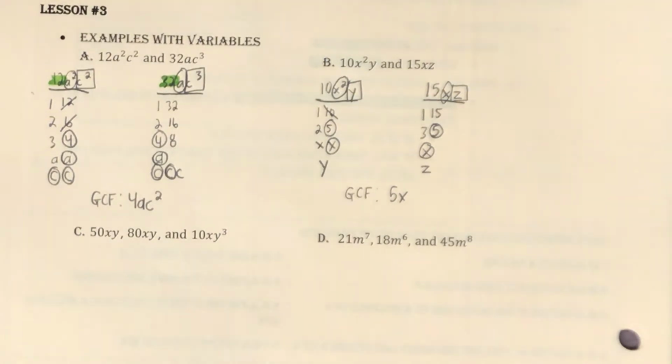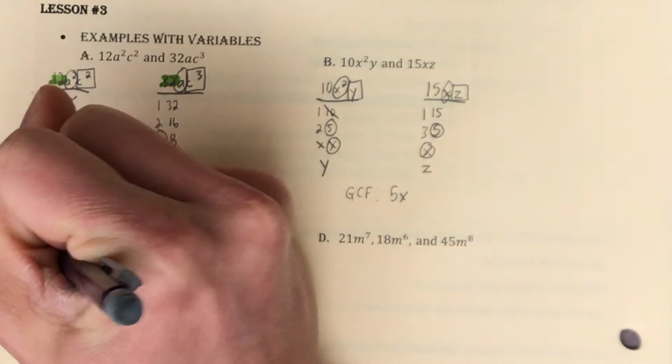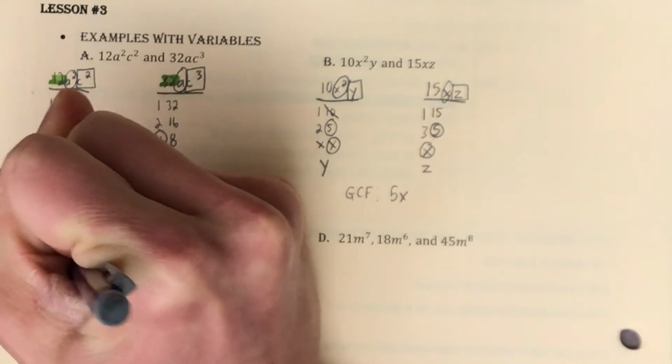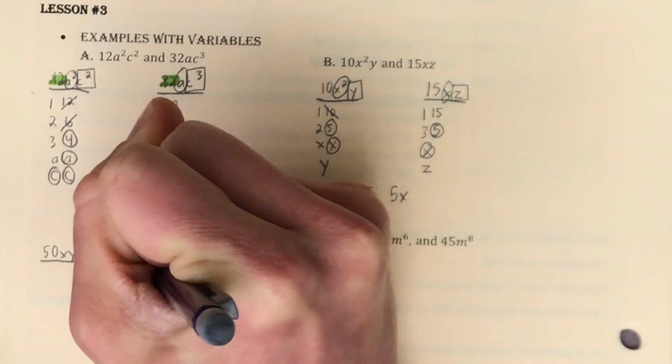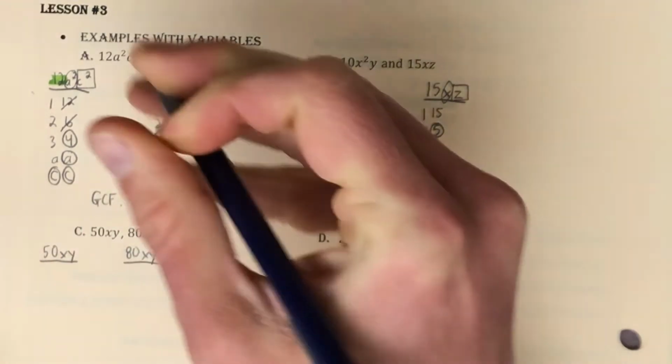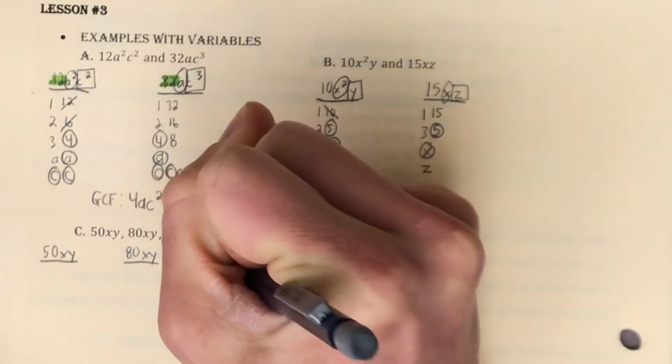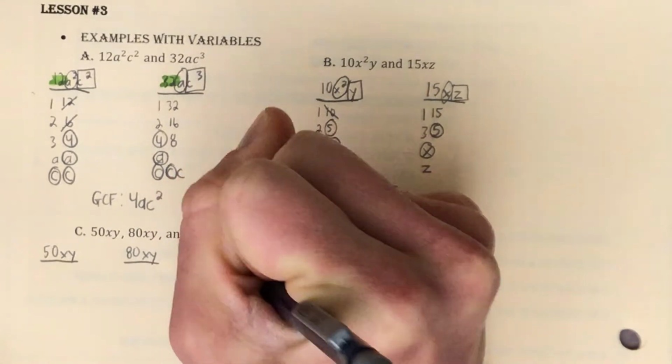All right, well, example C, we've got 50xy, 80xy, and 10xy to the third. So again, create our list. This time we're going to have 3 lists because there's 3 terms. So 50xy, 80xy, and 10xy to the third.